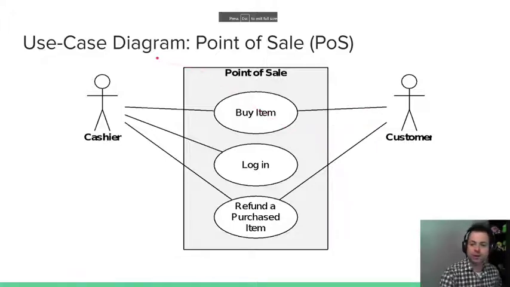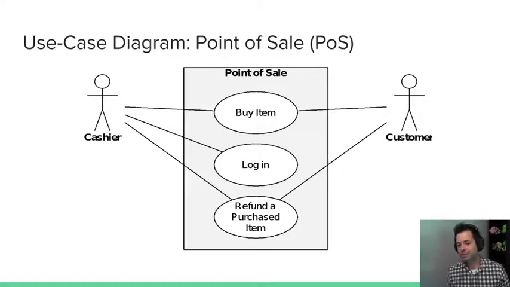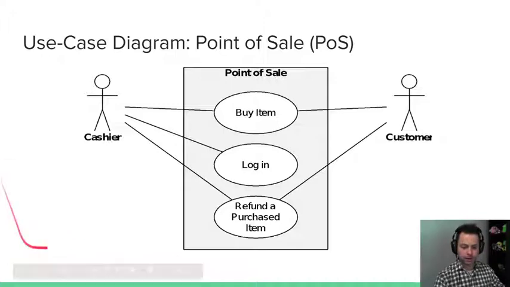So here we have a point of sale system. If you've ever done any kind of cashier work, you probably have interacted with point of sale. Here you have an actor that's the cashier and an actor that's the customer. Two people, two stick figures. If we wanted to include an external entity that is not a person, you could either do a stick figure or a little box with actor in text.